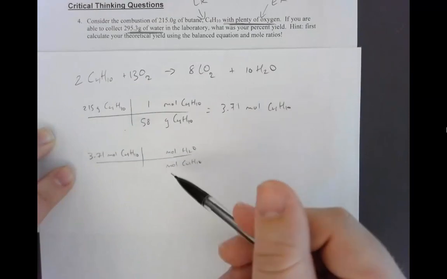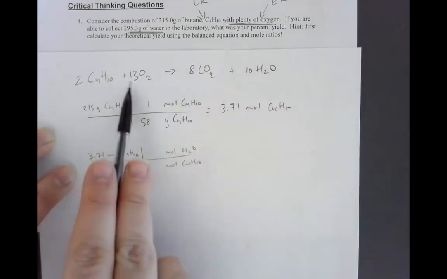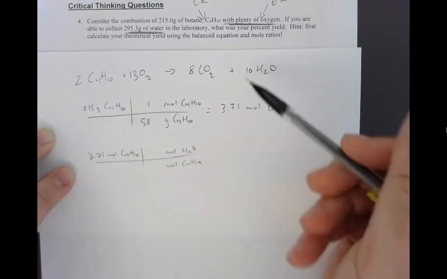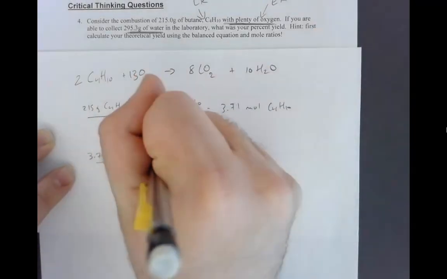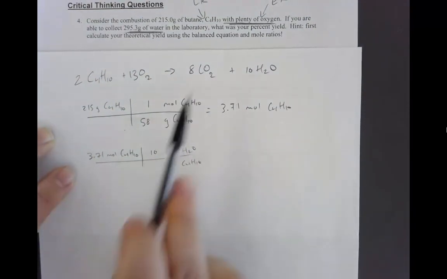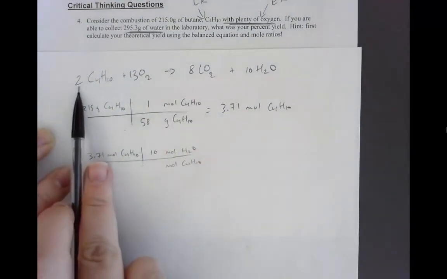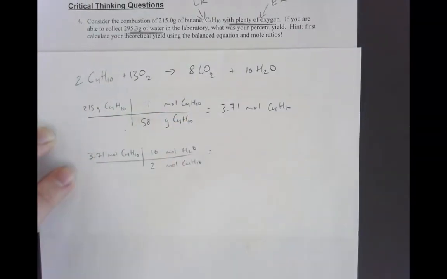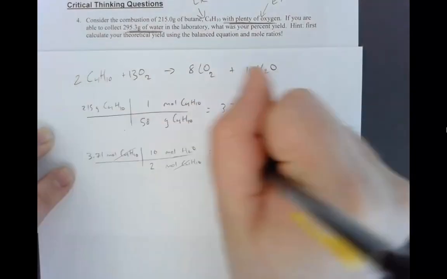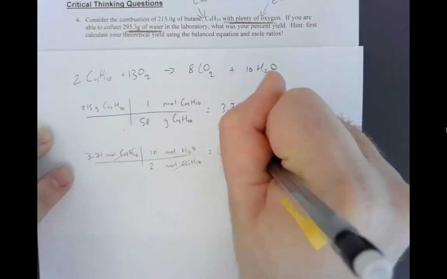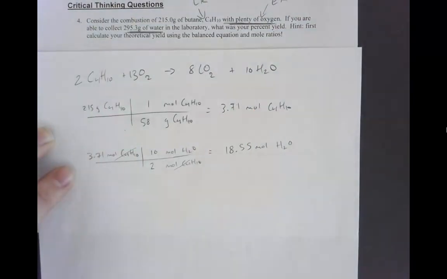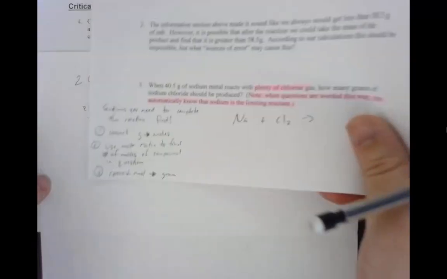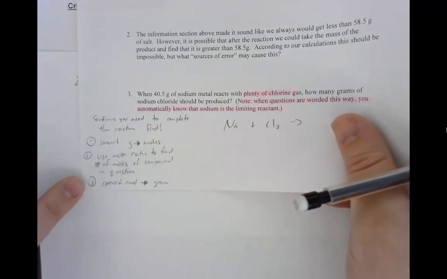Whenever you have mole over mole, that tells us to use the balanced coefficients as the number of moles. So it tells us we have 10 moles of water, so we put a 10 next to moles of H2O. It then tells us we have 2 moles of butane, C4H10, so we put a 2 next to C4H10. When we type it in our calculator, we find that the answer is 18.55 moles of water. We can then move on to the last step, which is converting our moles to grams.